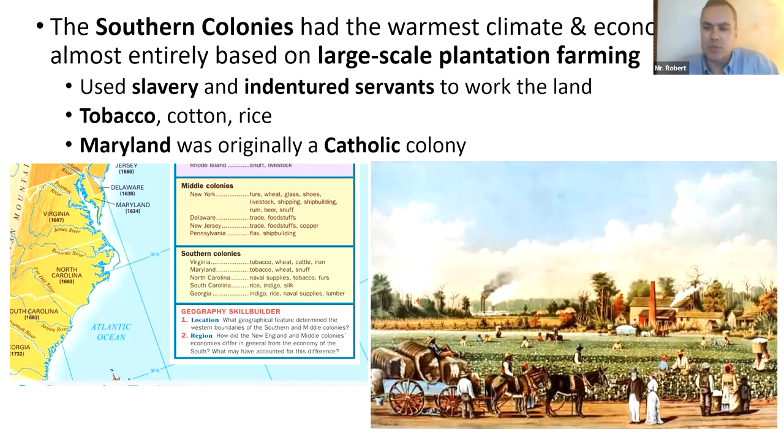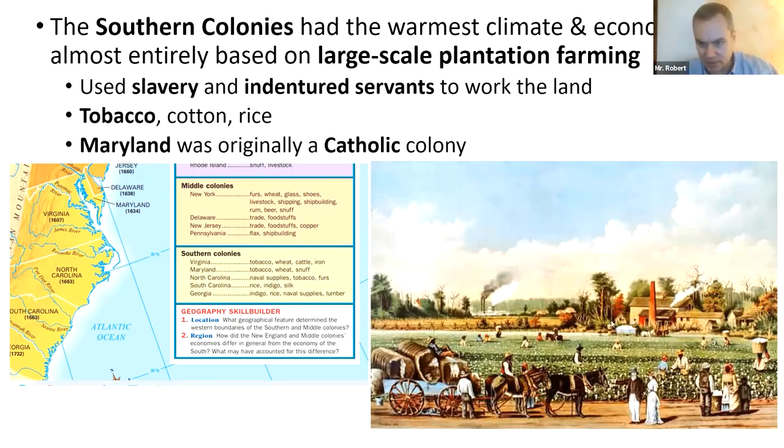And that was an unusual colony because Catholics were not really accepted in England and in America at this time, in these British colonies. But some people in Britain were Catholic and they said, let's make a Catholic colony for people who are Catholic. And they made Maryland a Catholic colony. Okay. So it's a little different from the other ones. People who are Catholic would just go there and no one would bother them.